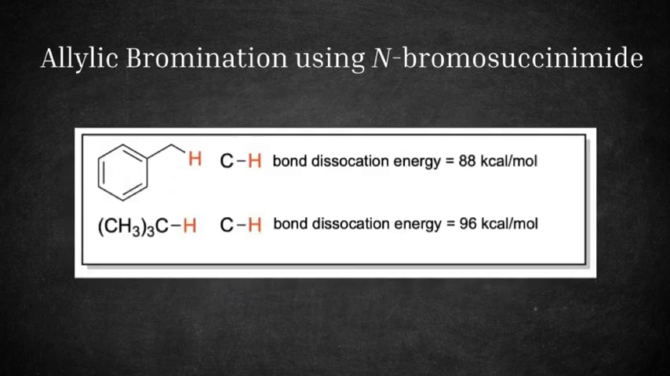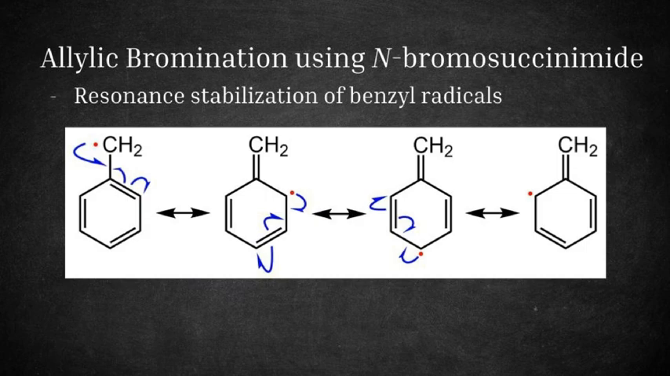Benzylic C-H bonds are similar to allylic C-H bonds in that they also have relatively low bond dissociation energies, making them easier to break in radical reactions. This is because benzylic radicals are stabilized through resonance with the adjacent aromatic ring, allowing the unpaired electron to be delocalized over the pi system of the ring.